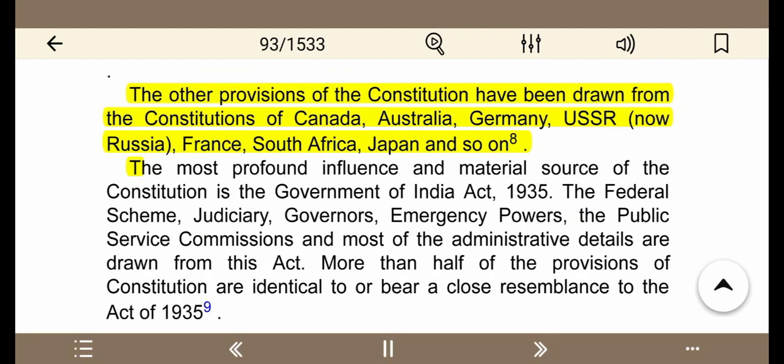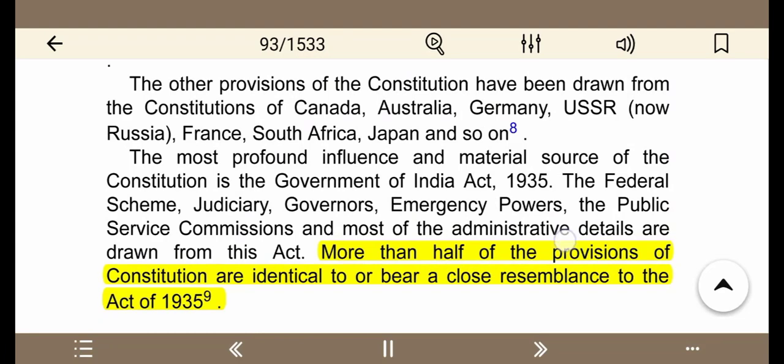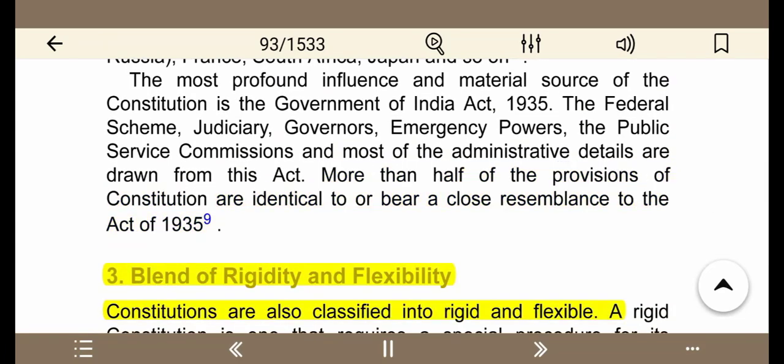The most profound influence and material source of the Constitution is the Government of India Act, 1935. The federal scheme, judiciary, governors, emergency powers, the public service commissions and most of the administrative details are drawn from this act. More than half of the provisions of the Constitution are identical to or bear a close resemblance to the Act of 1935.